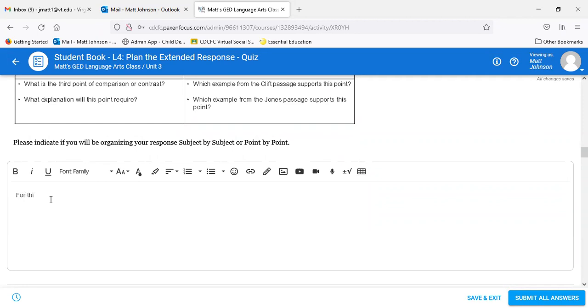So for this response, I'll type this in the chat too: I will use a point by point structure. Okay. Straightforward.